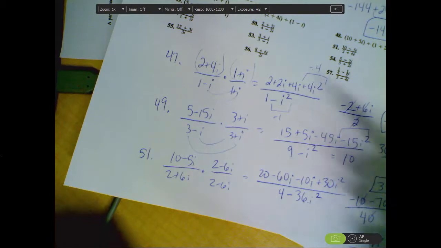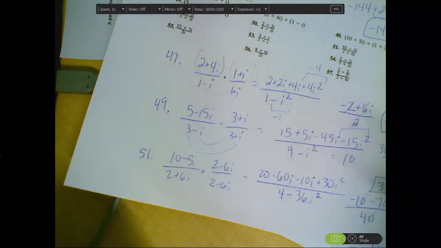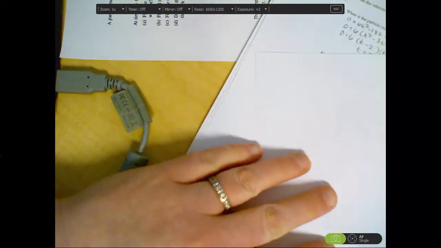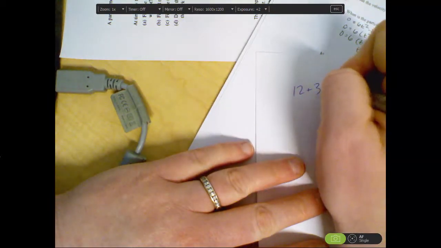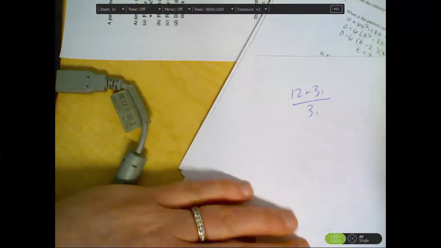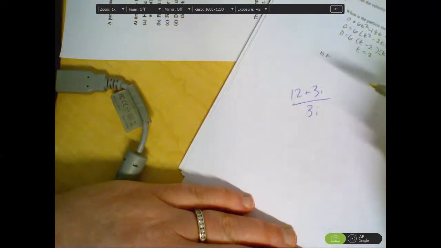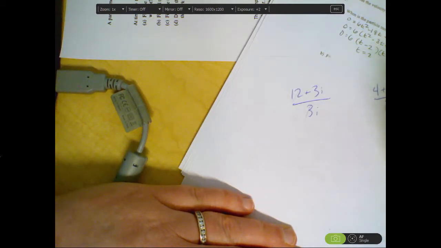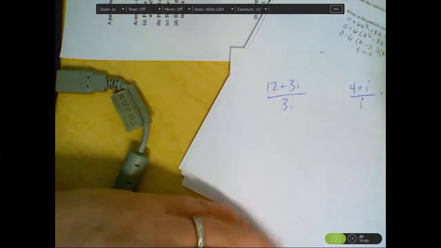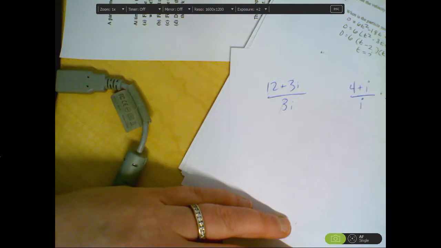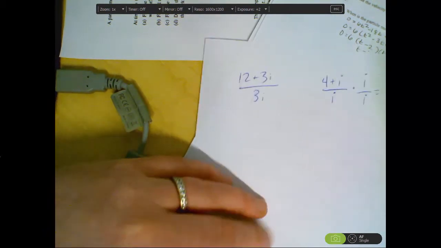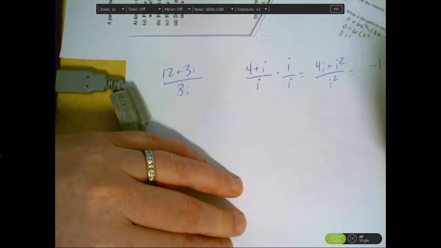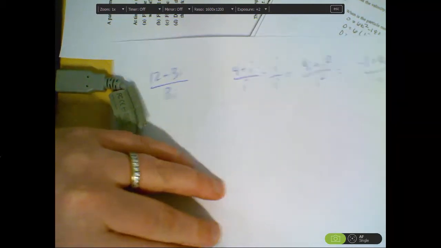I ran out of room to do 53, 55, and 50. I really want to do 55 though. 12 plus 3i over 3i. Now, if you're starting to catch on, you can notice you can reduce before you do anything, and you would just have 4 plus i over i and multiply by i over i, which would be 4i plus i squared over i squared, which is negative 1. So negative 1 plus 4i over negative 1 could be done.